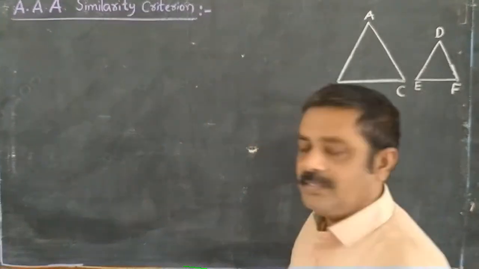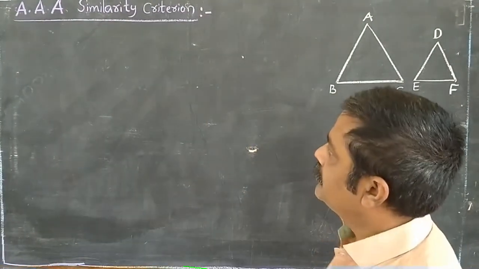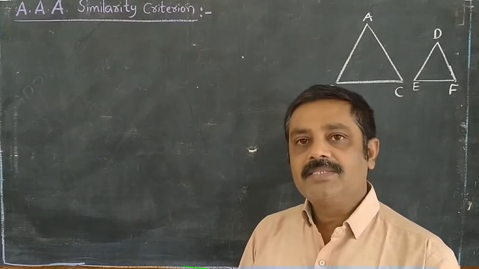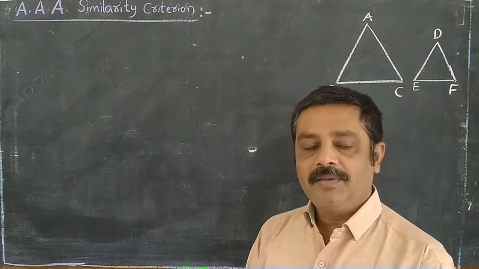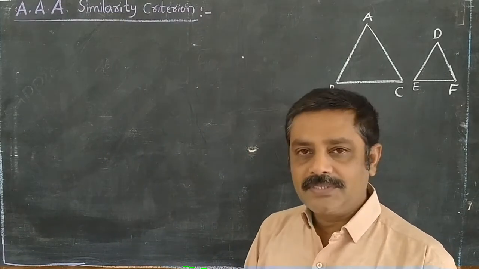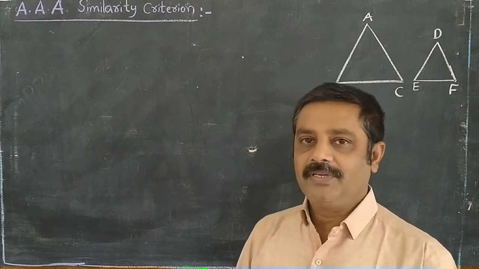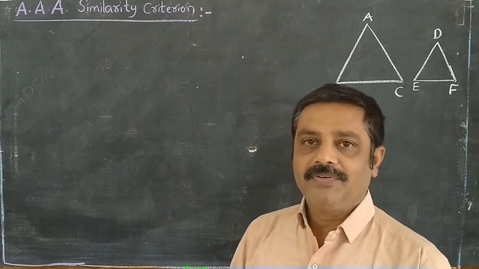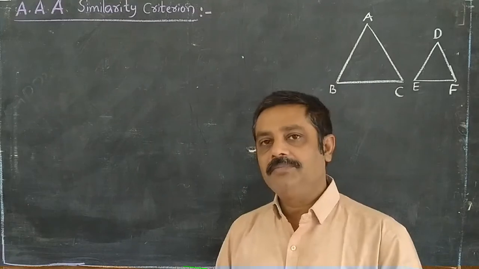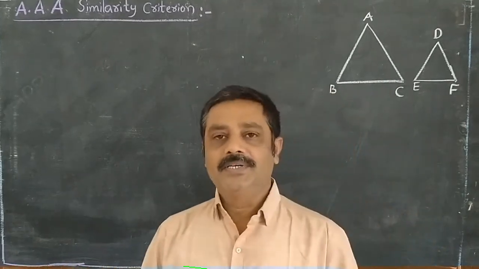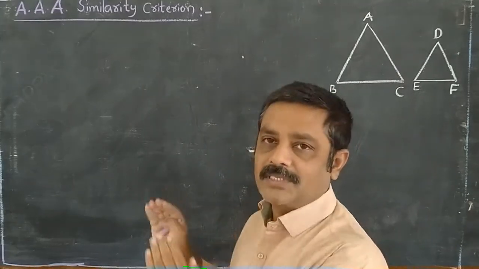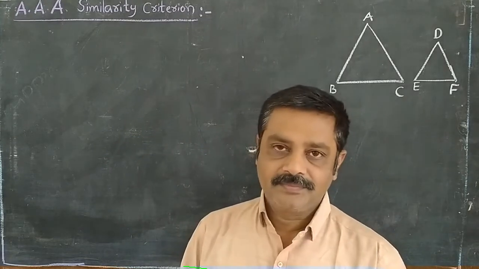Children, in this session, we are going to discuss the AA similarity criterion. Okay. Before this, first of all, do you know similar figures? Already in an earlier class we discussed similar figures. But now we are going to discuss polygons.